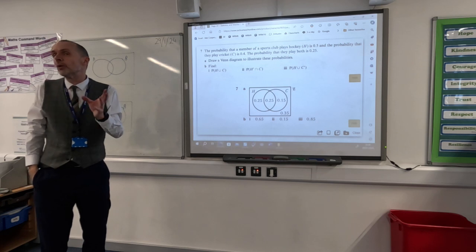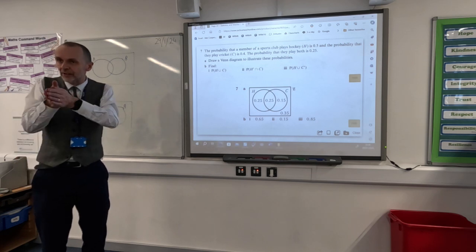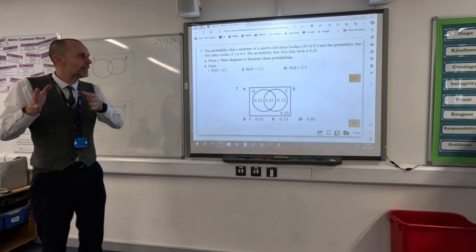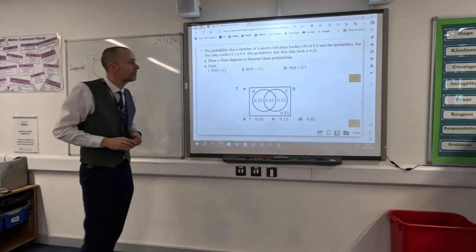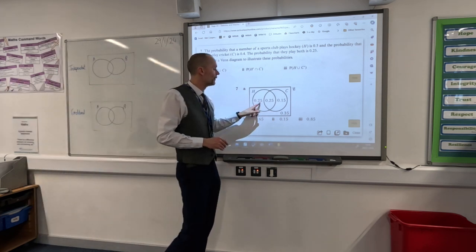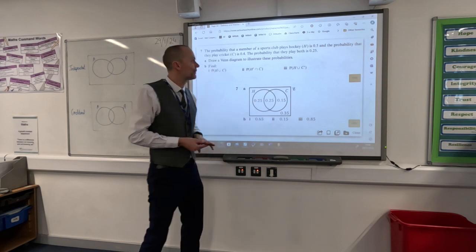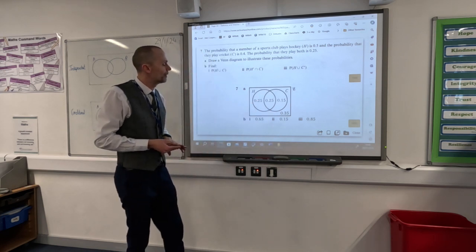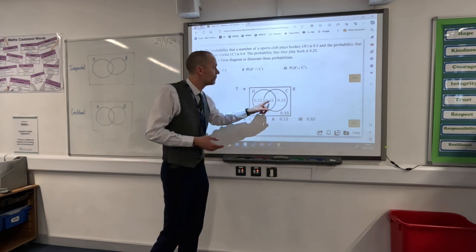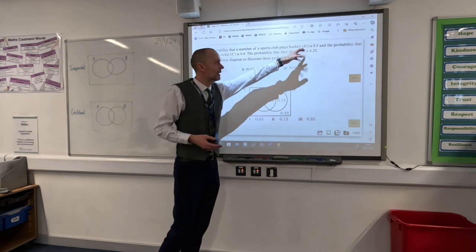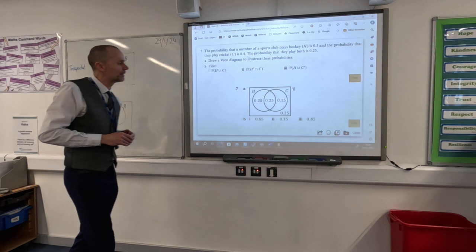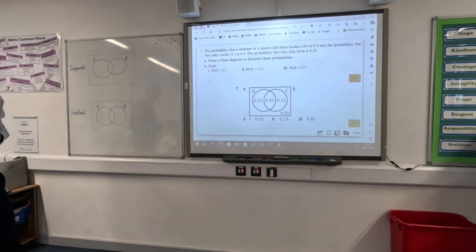So, I don't know what your strategy is, whether you work inside and then out or outside and then in. In the starter question, I started by writing 0.5 there, then I put 0.25 there and I had to take away 0.25 from 0.5. If you started with the 0.25 in the middle, then you can work out and get it. Don't forget the 0.35 there as well.